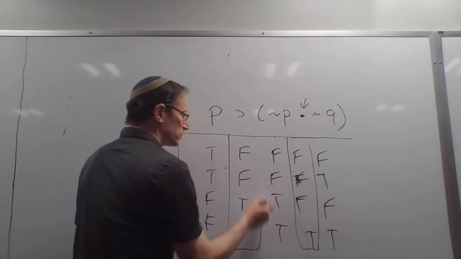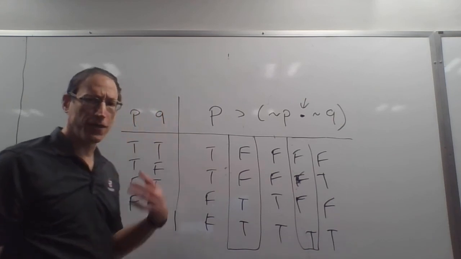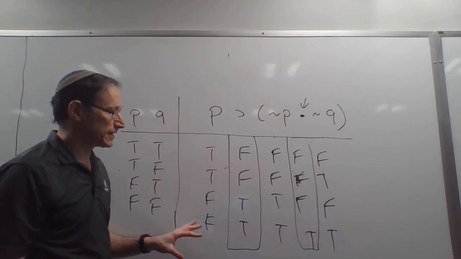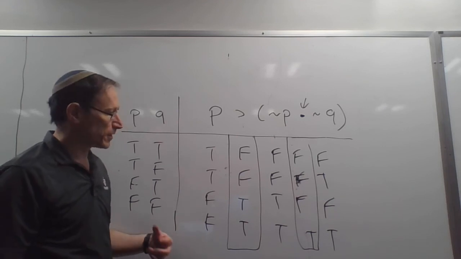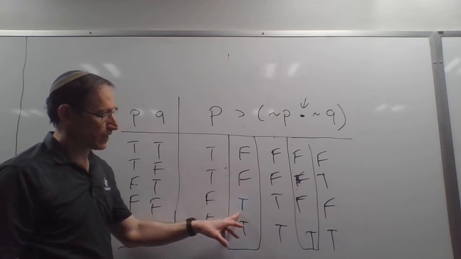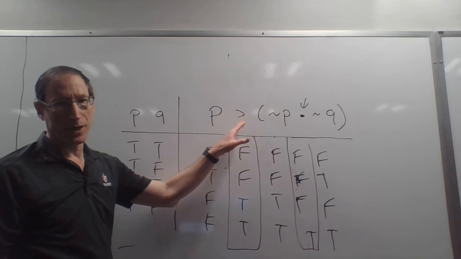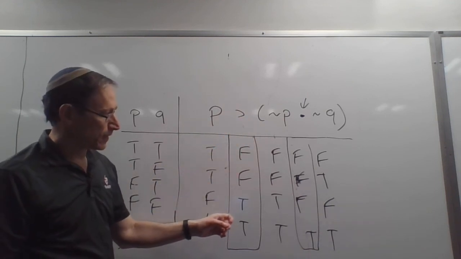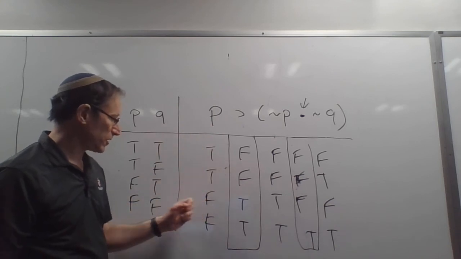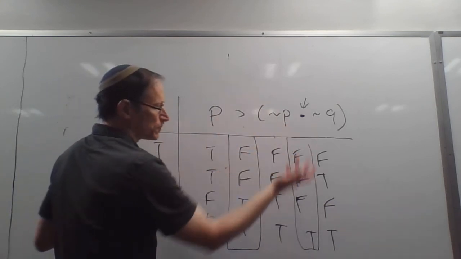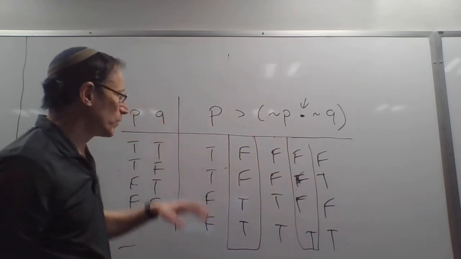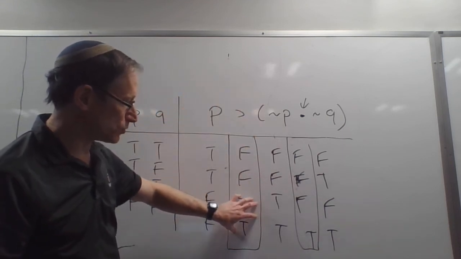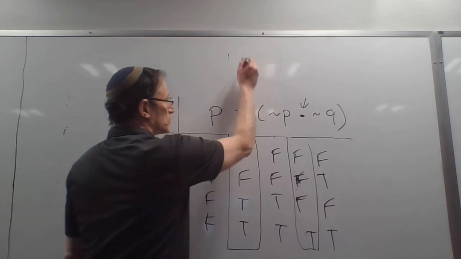So lo and behold, I was wrong. I thought this would be a contradiction, but actually it's not a contradiction because it's possible that the statement could be true. When is the statement true? When P is false. If P is false, the whole horseshoe, God, I should have known that, right? Whenever P is false, the horseshoe is going to turn out to be true. So this is not a contradiction.